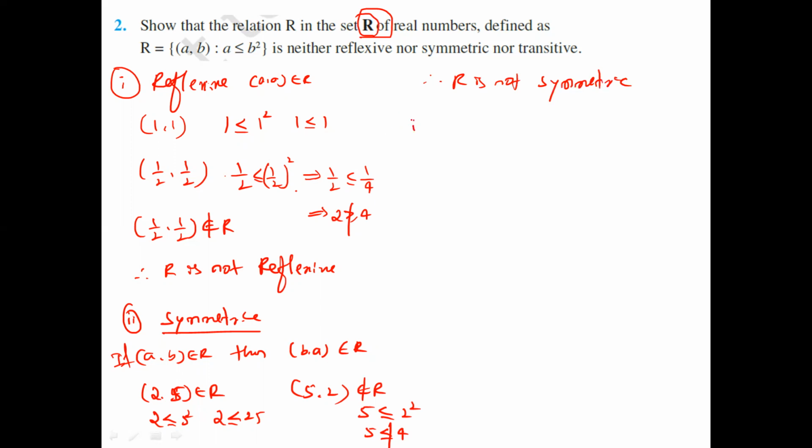Next, the third one is transitive. What is the transitive condition? (a, b) belongs to R and (b, c) belongs to R, then (a, c) belongs to R. Here (a, b) means I'll take one small example. For example, what about this one? Which numbers is it possible to take? I'll take here.